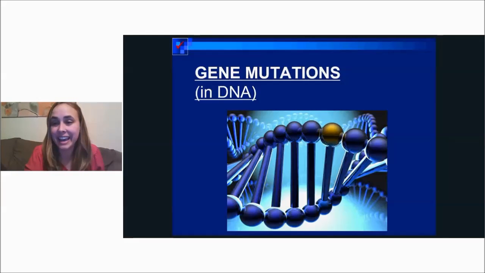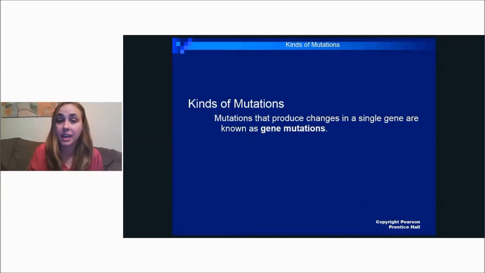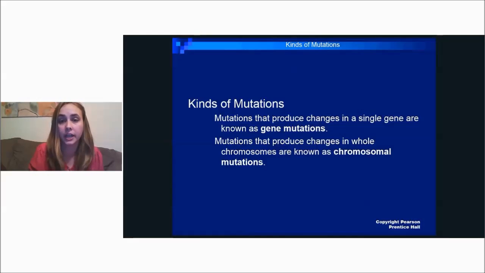So we're going to talk today about gene mutation. Mutations in the DNA are changes in the genetic material, and they can happen in just a single gene or in a chunk of the whole chromosome or the whole chromosome. So mutations that occur in just a single location are known as gene mutations or point mutations, and ones that change the whole chromosome are known as chromosomal mutations, and we're going to go through all of the different kinds.